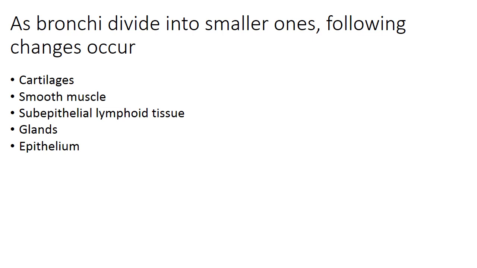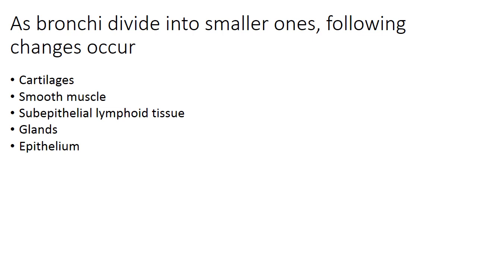Then the third point is subepithelial lymphoid tissue. It goes on increasing in quantity as the bronchus divides and decreases in diameter, or when it becomes smaller. Then the glands become fewer and fewer as the diameter decreases, and finally when we reach the bronchioles, these seromucous glands are absent. The seromucous glands are present in the submucosa of bronchus, but they are absent in bronchiole.